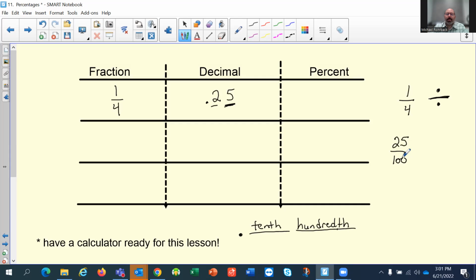If you write that as a fraction, you would get 25/100. If you reduce that and divide 25 by 25, you get 1. If you divide 100 by 25, you get 4. So these are the same number. They are equal. 1/4 is 25 hundredths. These are the same thing.